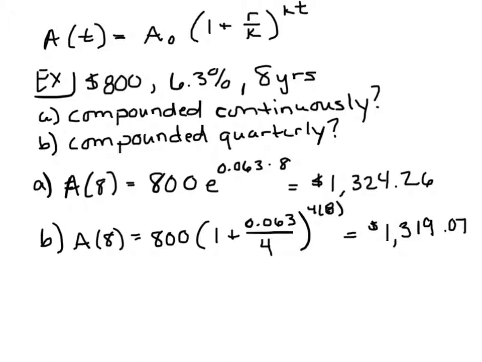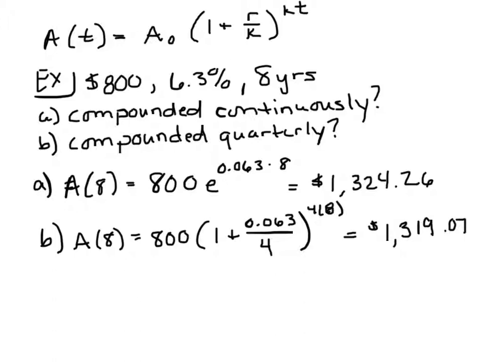So clearly the continuously compounded formula works in your favor. However, it's not drastic. It's about $5. Nothing to really write home about after 8 whole years. However, you can imagine this is just $800. If we were to make this $8,000 or $80,000, these two equations would yield significantly different results.